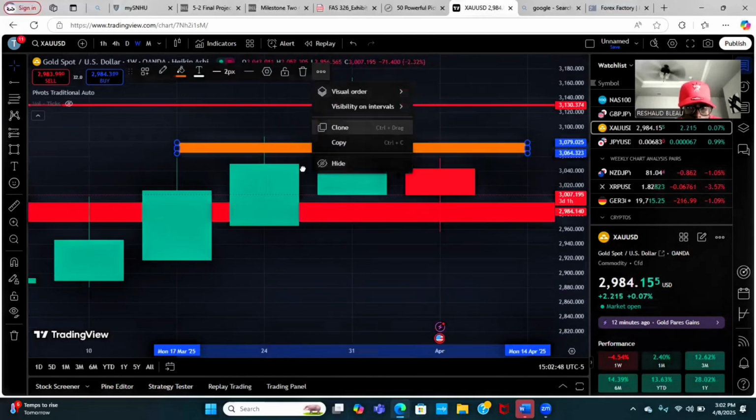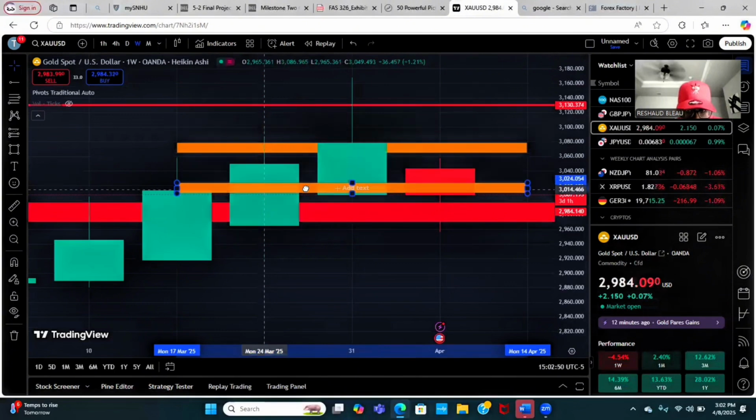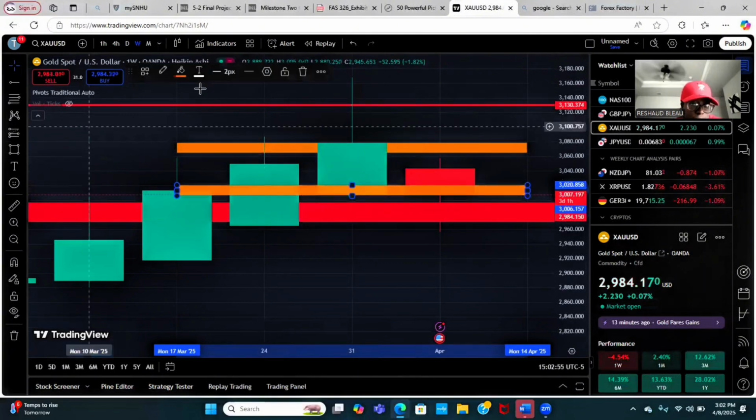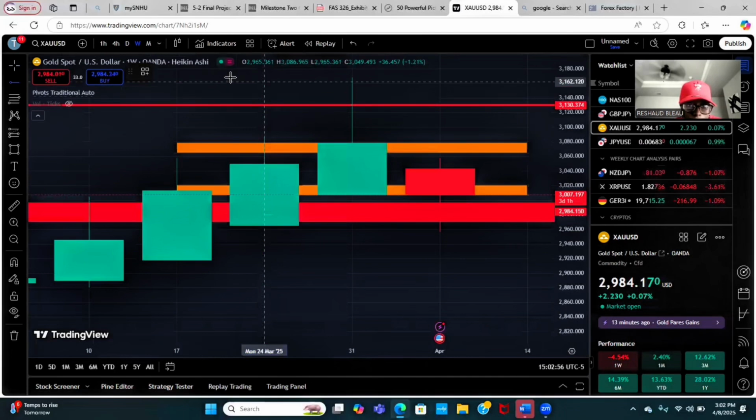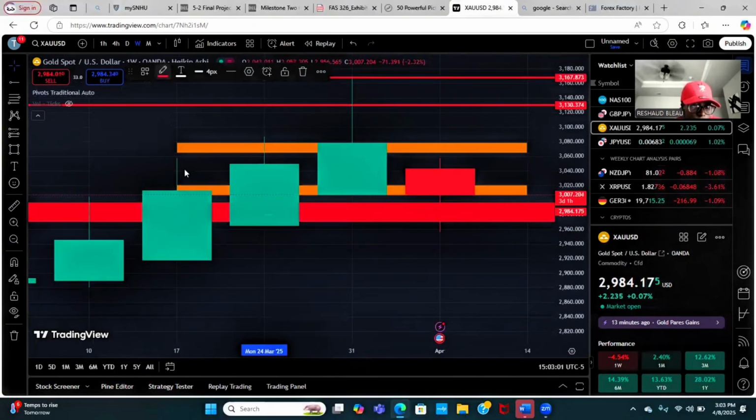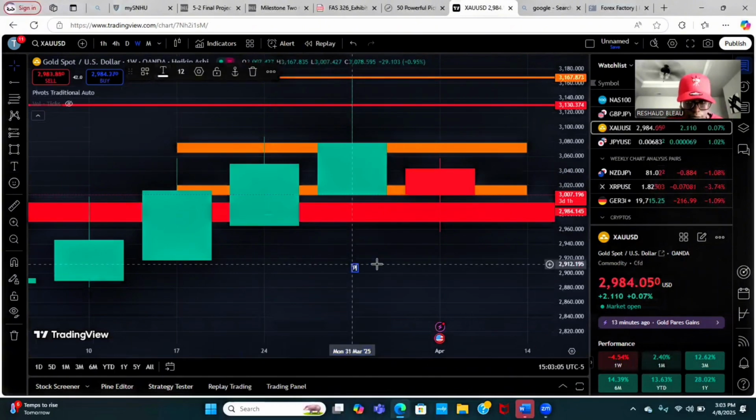Clone. Boom. And there's no low on this one either, so it's only a high, open, and close. And we're going to turn it orange. Yeah, boy. All right, let's get it. So previous monthly open. No, weekly, sorry.